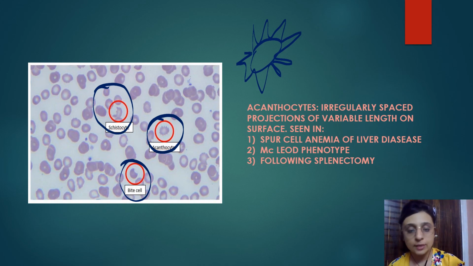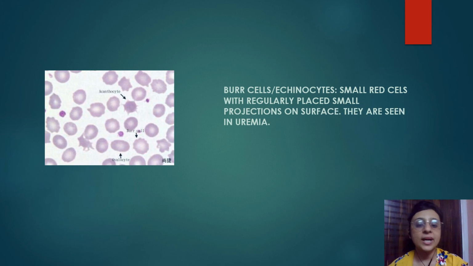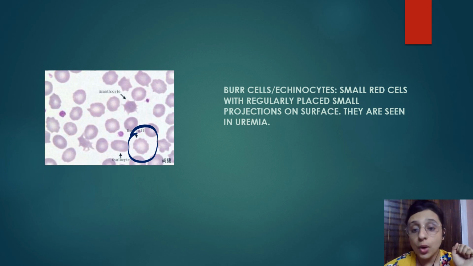And why is that seen? Because the Heinz body is removed. Right, that clear removal of Heinz body gives a characteristic bite cell appearance. Right, acanthocytes, I told you, irregular large projections on the surface. Burr cells, you need to compare them, both Burr cells and acanthocytes. These Burr cells, can you see the projections are smaller and regularly placed projections on the surface seen in uremia.